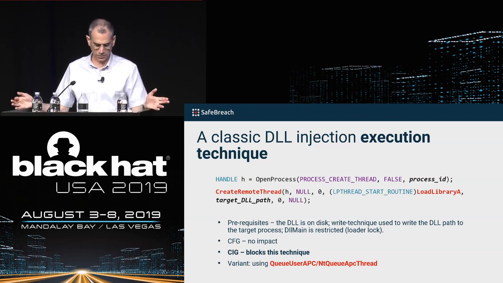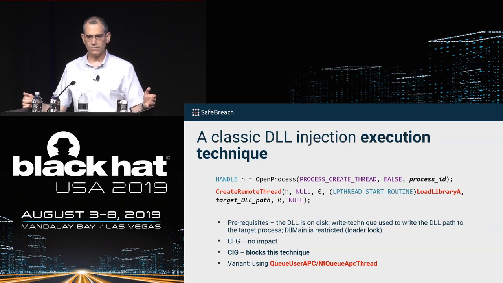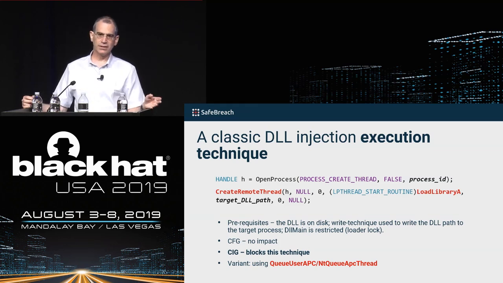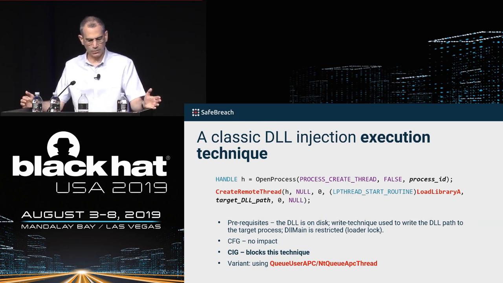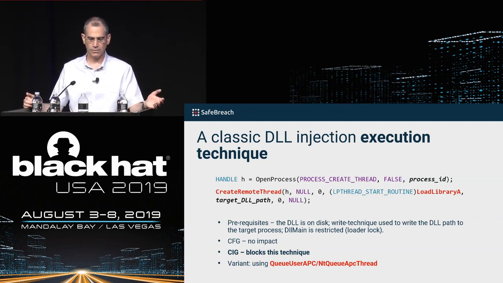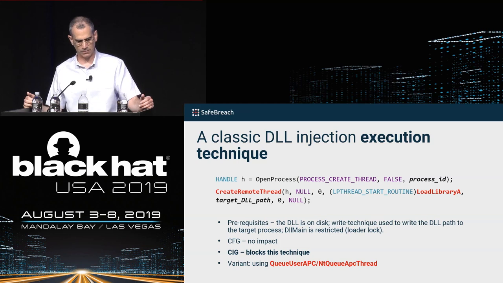CFG has no impact on this technique because LoadLibraryA is obviously a CFG valid address in the target process. However, CIG will block this technique assuming that this DLL is not signed by Microsoft, and unless you have the Microsoft code signing key, CIG will block this execution method. I want to note that there are variants using QueueUserAPC and NtQueueApcThread that end up with the same conditions more or less.